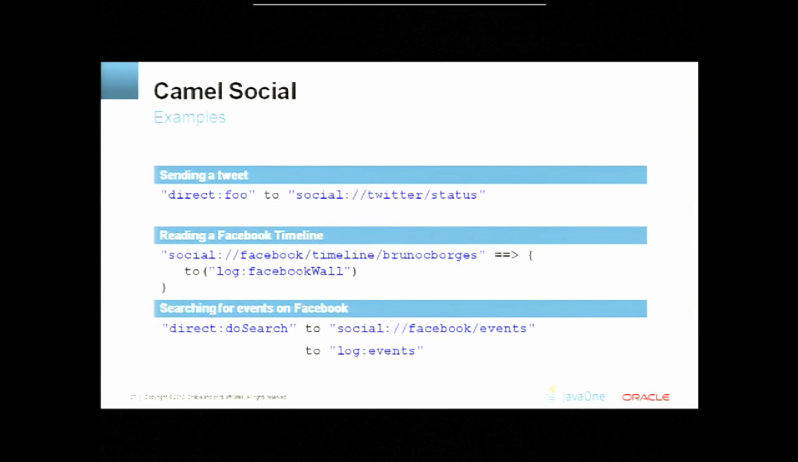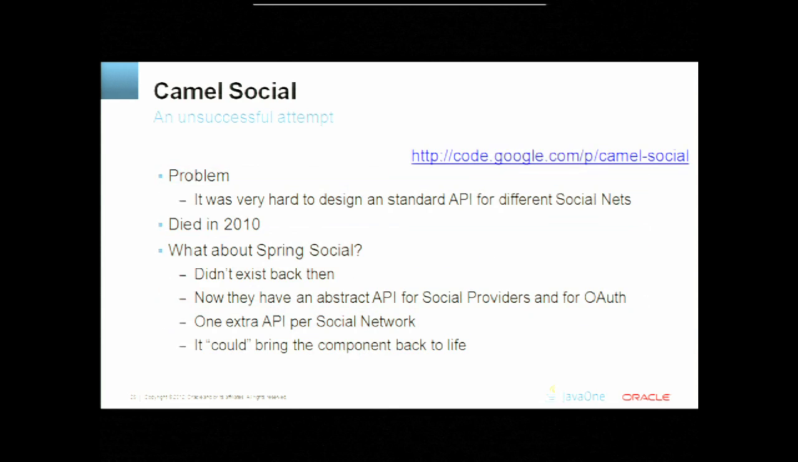These are the examples that I was wondering about. Let's say I want to tweet something, so I'm going to send some information coming from that endpoint that goes to social, the Twitter provider, and the status. That was the original idea. Or something to Facebook. Or searching events on Facebook. Oh, by the way, this is the Scala DSL. So this was the original idea, but it failed.